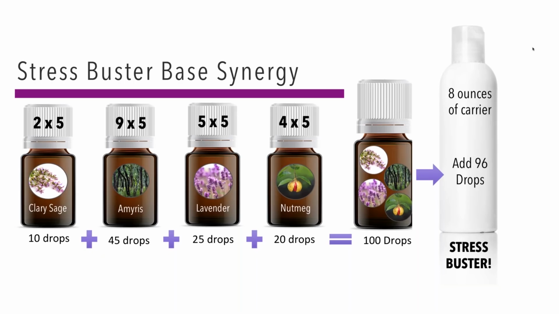And when we times lavender, which was a 5 on the intensity score, by 5, because we're doing 5 multiplications of this base formulation to have enough drops for our carrier product, you end up with 25, and nutmeg, you end up with 20. So what you end up with is 100 total drops. Now, I told you we were going to add 96, and we are, but we have 4 extra drops.